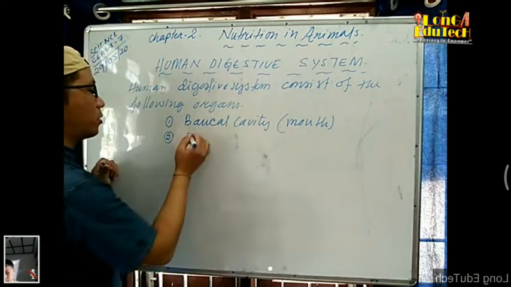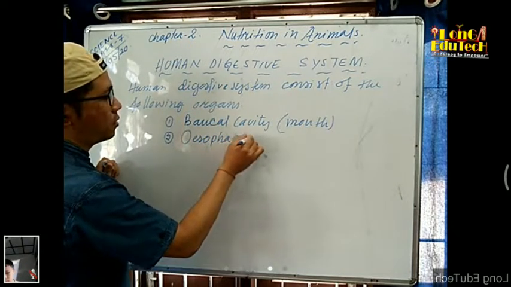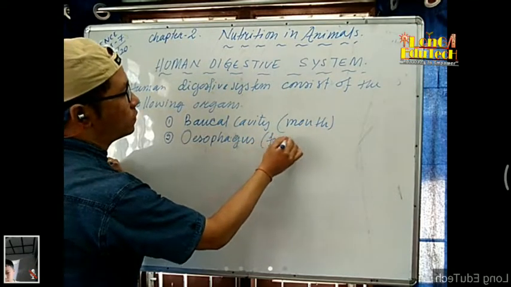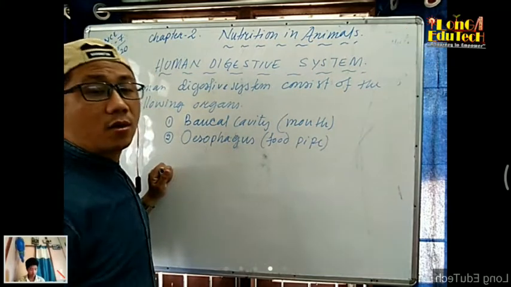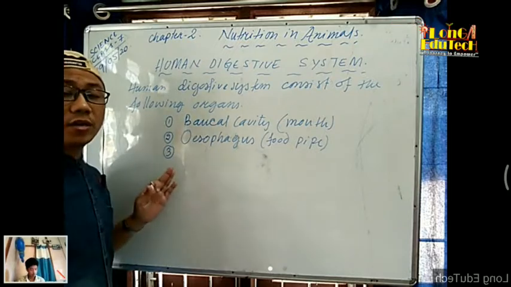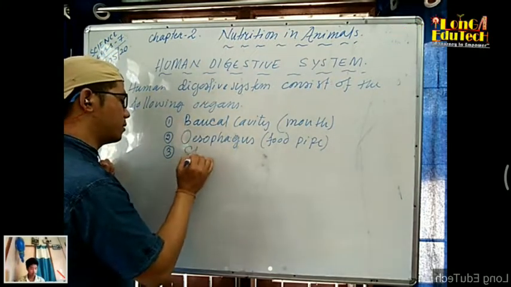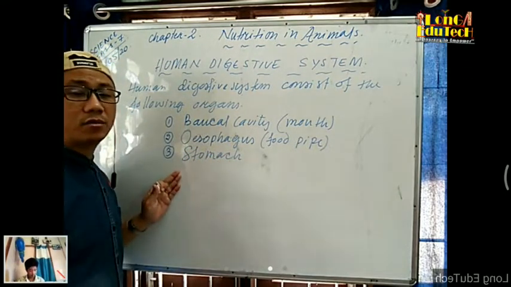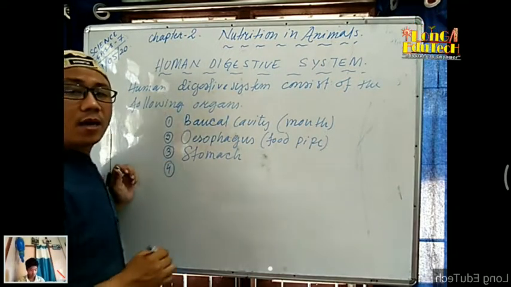So next is the esophagus. Our esophagus is also called the food pipe. Then, number three, from the esophagus it comes down to the stomach. And then where will it go? Number four, from the stomach, the food will go to the small intestine.